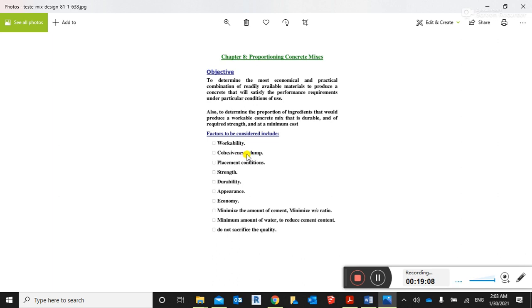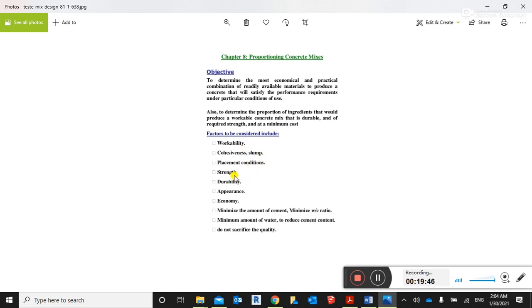Cohesiveness. This should be cohesive. The concrete mix is cement, sand, aggregate, and water. Mixed concrete should be sticky concrete. That should not be segregated concrete. If that concrete is segregative, that is not good quality concrete. It should be cohesive. All ingredients of concrete should be in a sticky form. The slump also. Slump is a measure of the flowability of concrete. It's the workability of concrete. We can call it a slump.